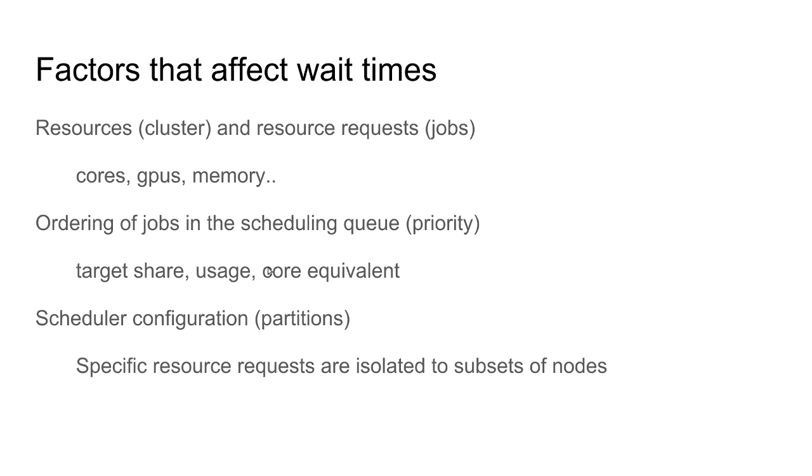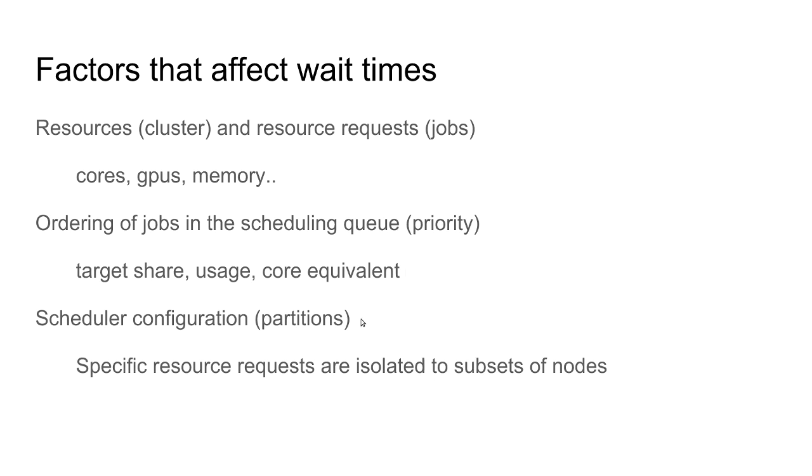And there's an important aspect of this called the core equivalent, and that is basically the amount of resources that are charged to a job based on things like the number of cores, but also the memory that's used by a job.